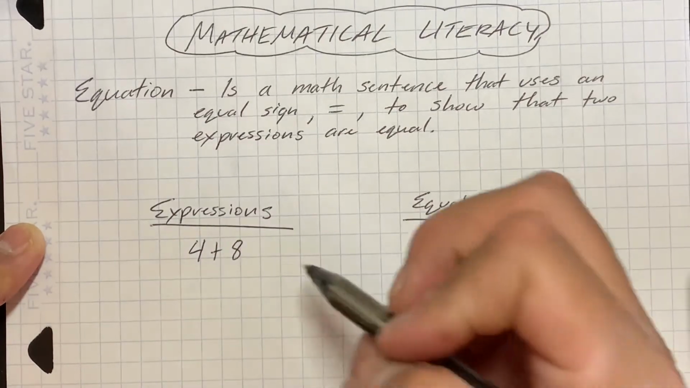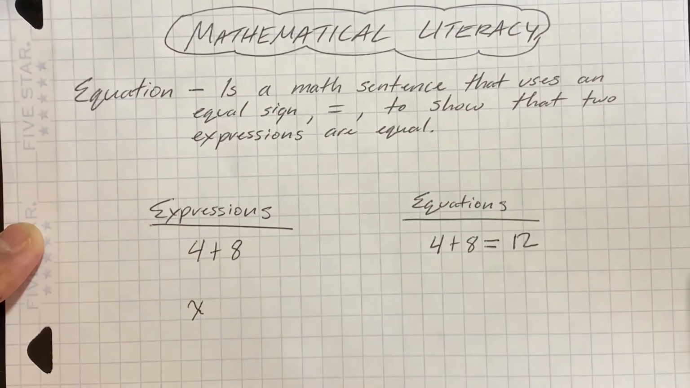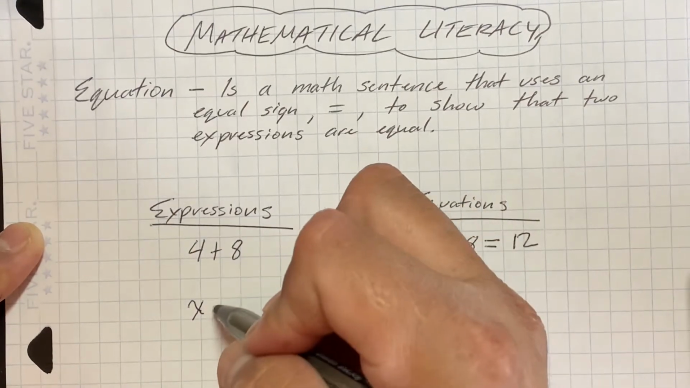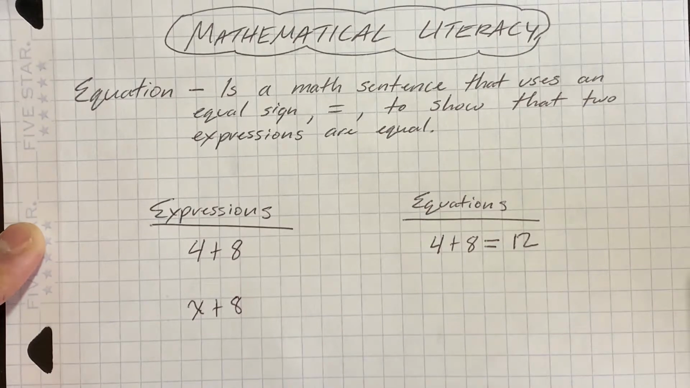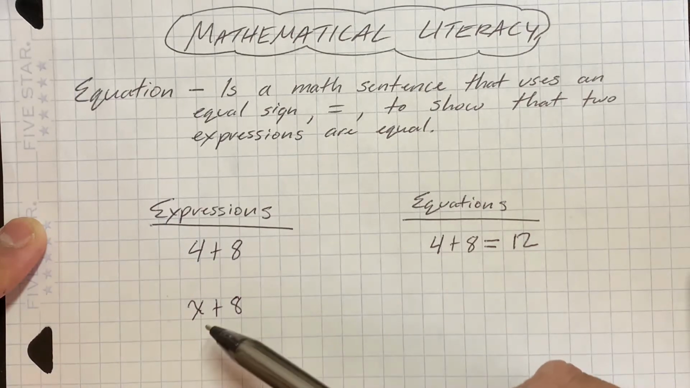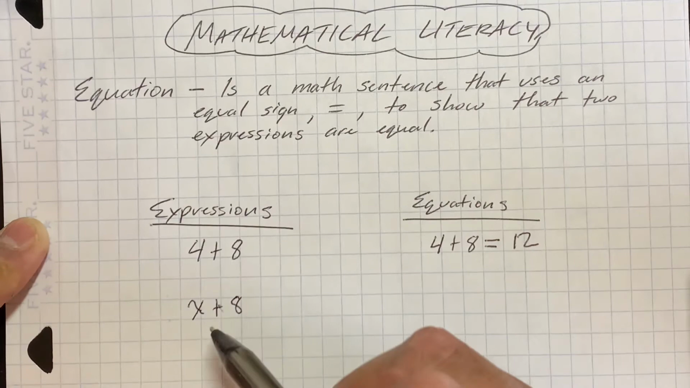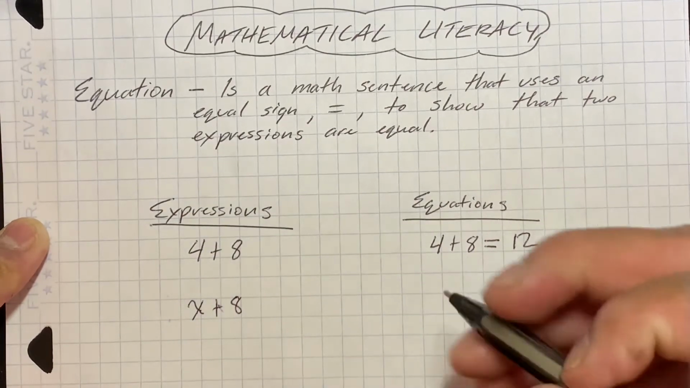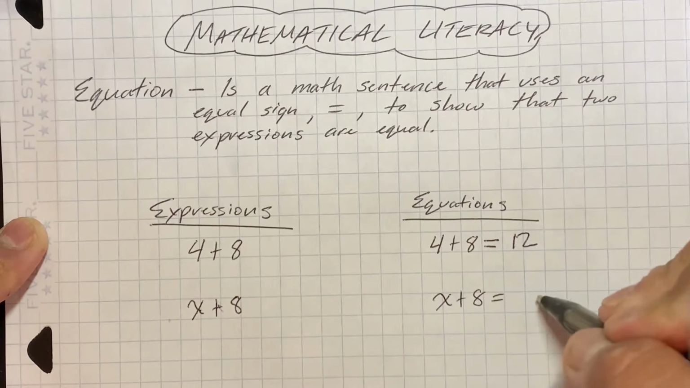Let's try one more. Let's try an algebraic expression: x plus 8. This is an algebraic expression because there's a letter, the letter x, that represents an unknown value. We call that a variable. Now, to make this algebraic expression into an equation, x plus 8 is still going to equal 12.